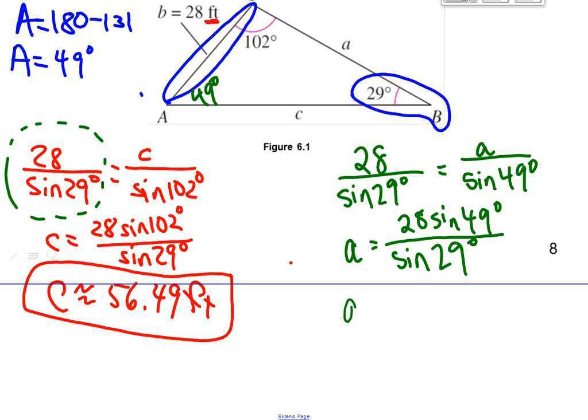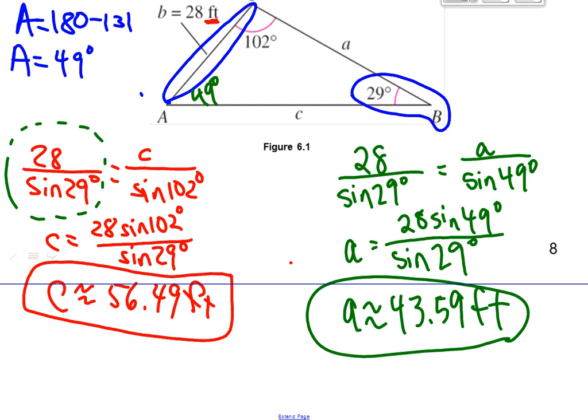And what did you get A approximately? Anybody get it? A is approximately 43.59 feet. And so they don't ask you to draw a lot of pictures. I will tell you that by the end, you'll have to be able to draw these pictures as you go. And so here's our next one.